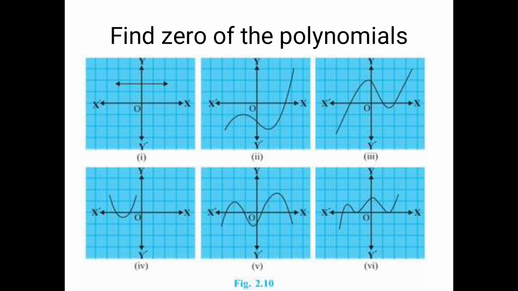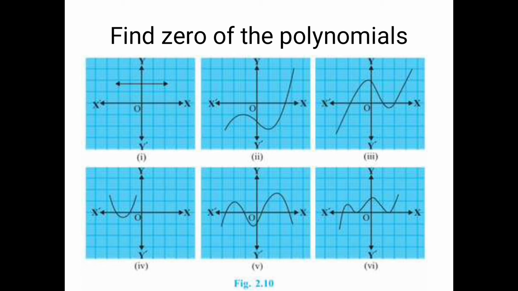We have 6 graphs. If we just look at graph number 1, then we can see that we have a straight line and it is not intersecting the x-axis. So here we have no zero. In graph 2, the curve is intersecting the x-axis at 1 point. So here we have 1 zero.